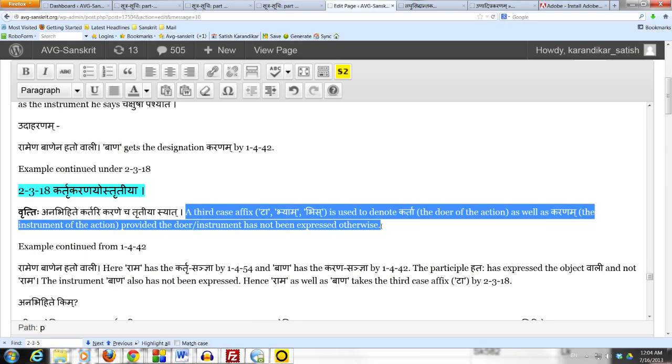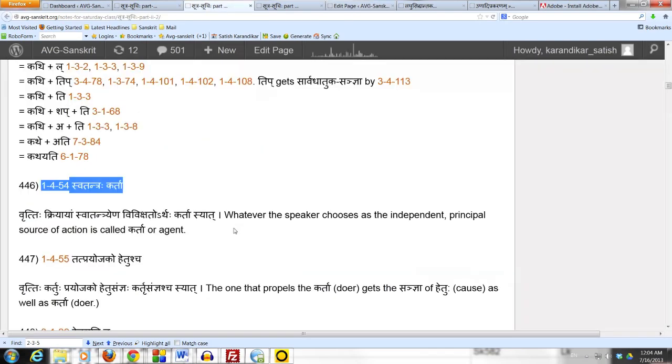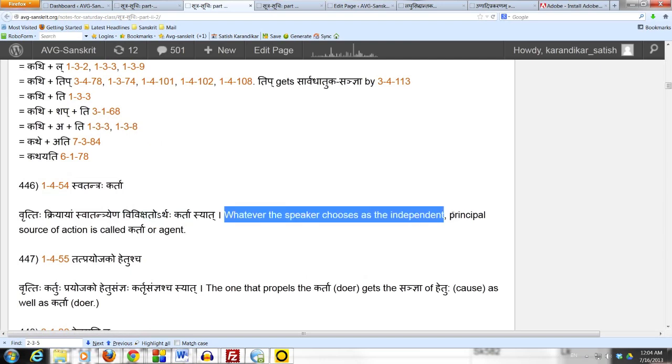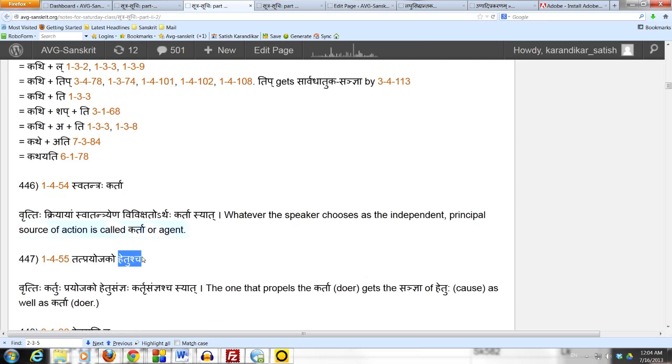Before going on, let us recall the Sutram which defines the Kartru-sanya. That Sutram is 1454, Swatantra Karta. The Vritti says, Kriyayam Swatantrena Vivakshitoortha Karta Syat. It means whatever the speaker chooses as the independent principal source of action is called Karta or agent. We already studied this Sutram when we were studying the causative verb forms, because we needed the designation Karta in order to define the term Hetu by 1455.